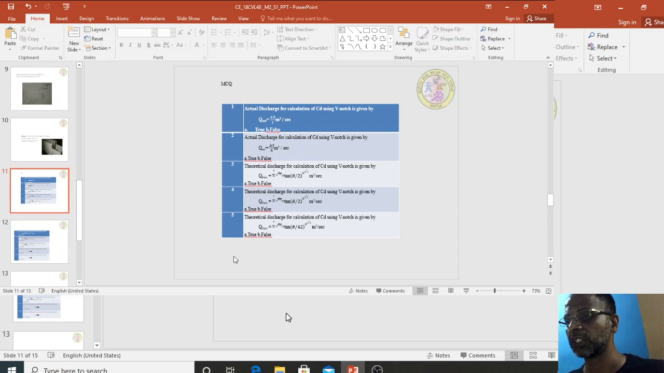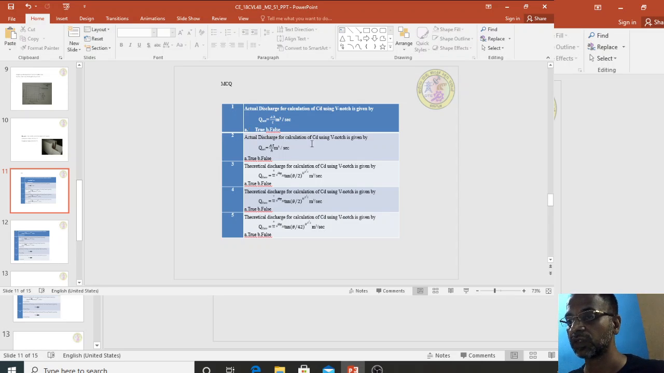Coming to the multiple choice questions. Question number 1: the actual discharge for calculation of Cd using V-notch is given by Q actual equal to A H by t in meter cube per second. Option A is true, option B is false. So option A, it is true, therefore it is A.